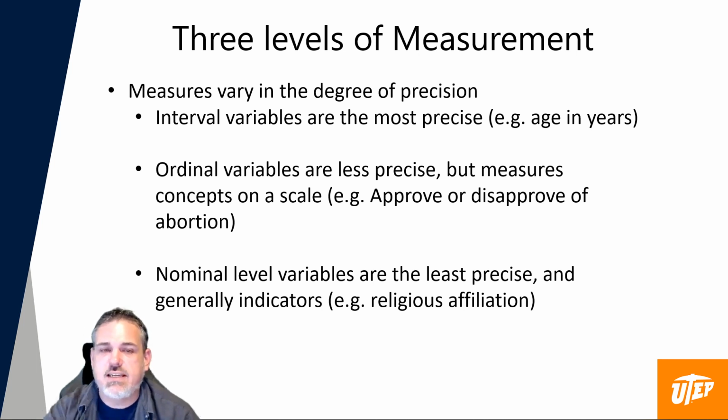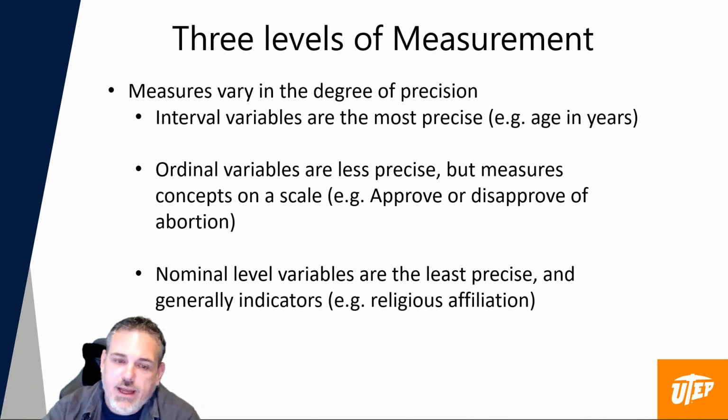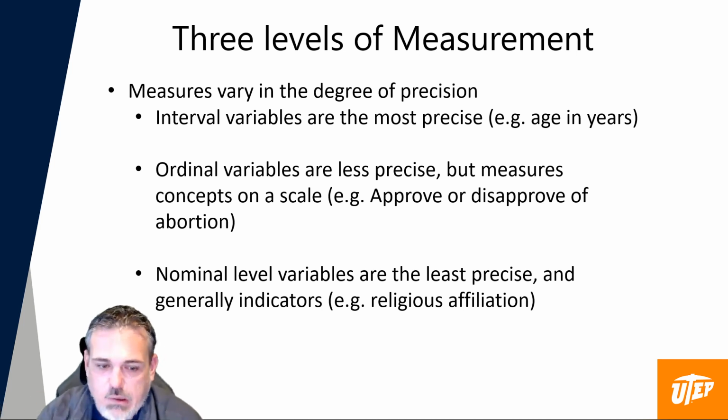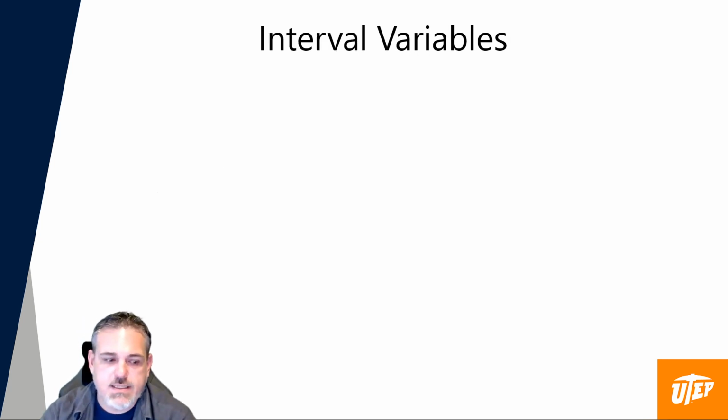And so these nominal level variables may actually be the most precise way to measure those concepts by simply identifying them. But because of the lack of measurable differences between the categories, we think of these as the least precise units of measurement that we use in social science.